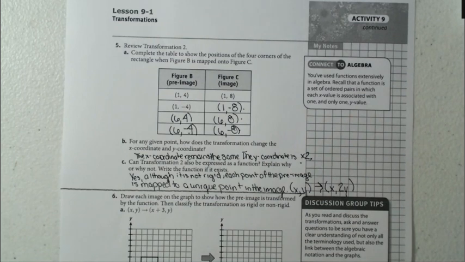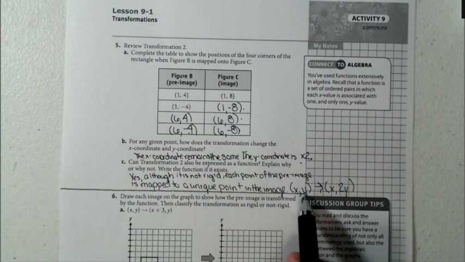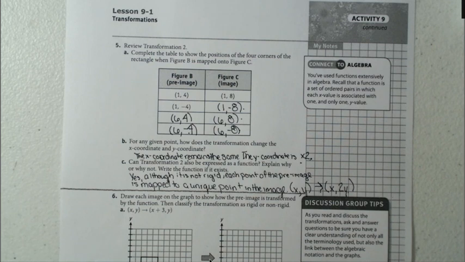Even though this is not rigid, because it doesn't preserve the size, it can still use a function because each point maps to a point on the other one by following a simple rule. The x's, like I said, stayed the same, but my y's were multiplied by 2. So we would say (x, y) goes to (x, 2y). On to your debriefing question.